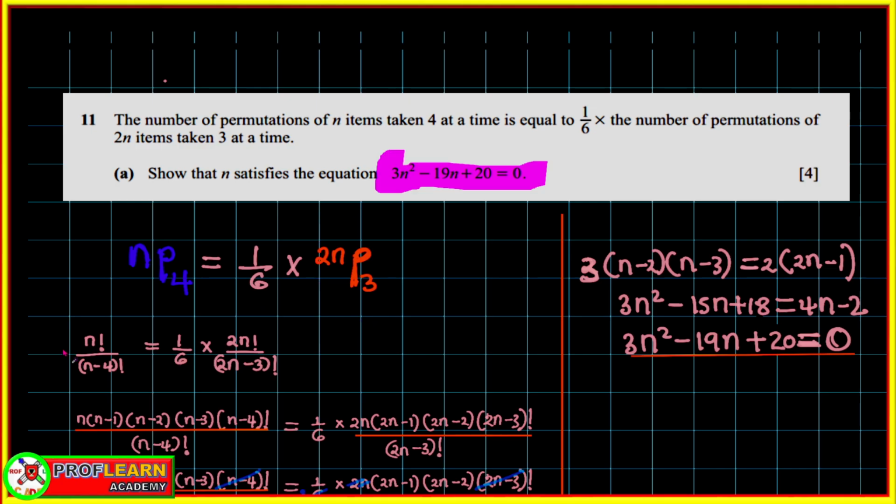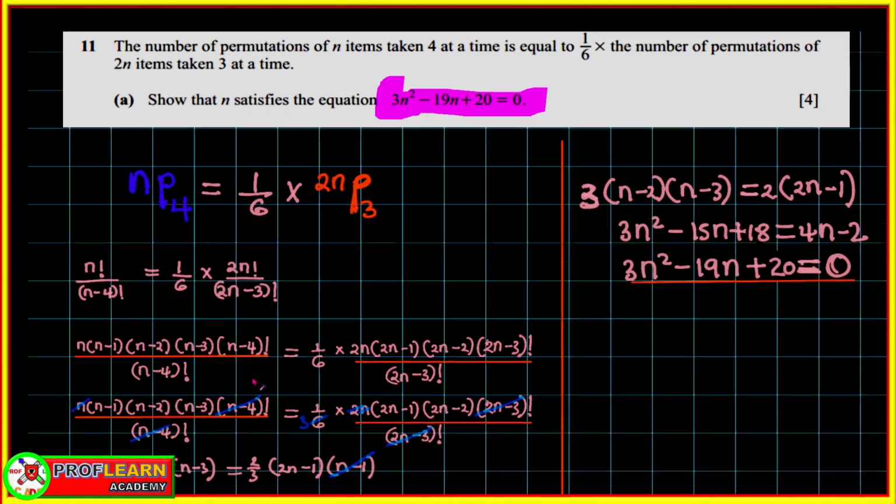But you ought to remember that a permutation means, if you want to write this permutation 4, it is going to be n factorial over n minus 4 factorial. The top number minus the bottom number, that's n factorial over n minus 4 factorial, which equals, on this side, 2n factorial over 2n minus 3 factorial, this 3 that is here. So that you can simplify that.